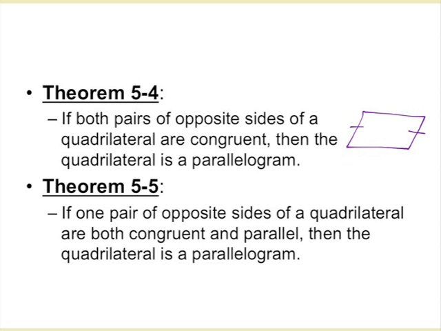So quadrilateral, I got four sides, and if I know that both sets of opposite sides are congruent, then that thing has to be a parallelogram. We talked about that one yesterday, but backwards. We said if we know it's a parallelogram, then we can know opposite sides are congruent.